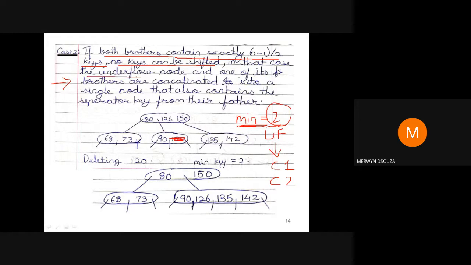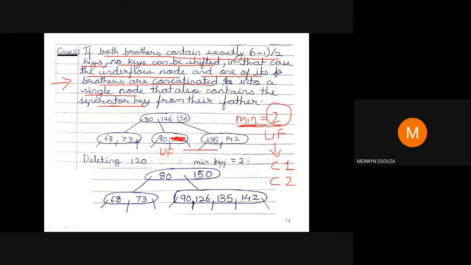In that case, the underflow node and one of his brothers are concatenated. Concatenated means they are merged. This is the underflow node, and any one of his brothers, I could take the older brother or the younger brother, are concatenated into a single node, which also contains the key that separates them. Which also contains the separator key.